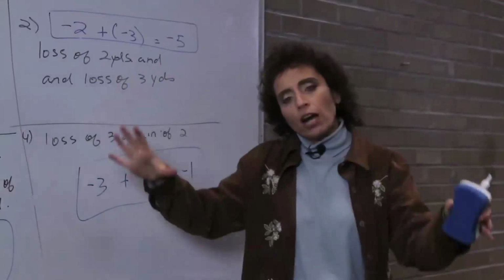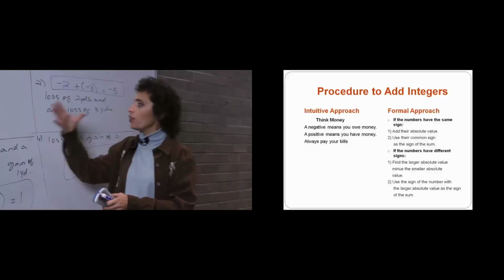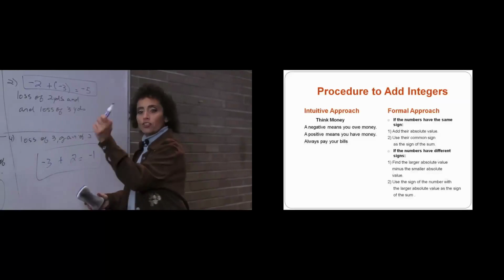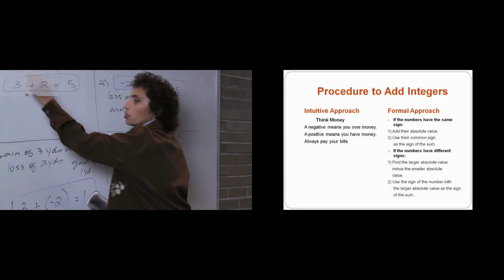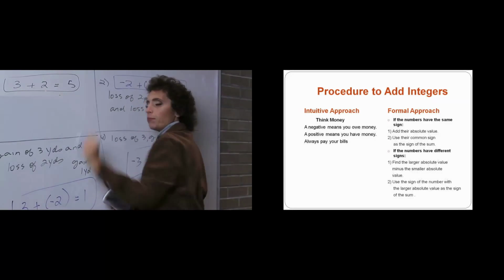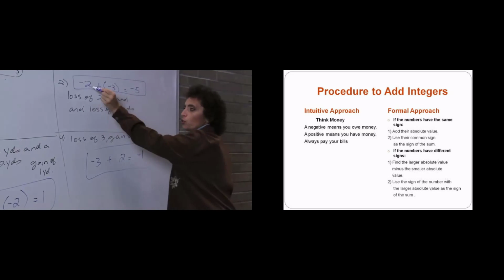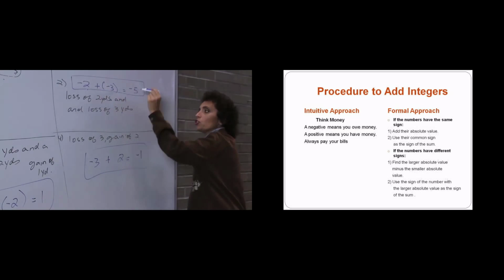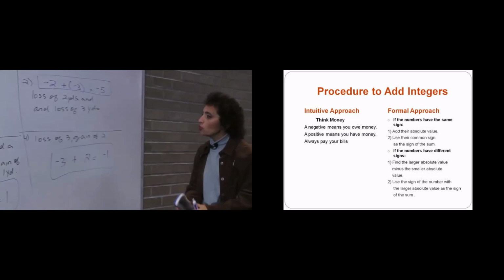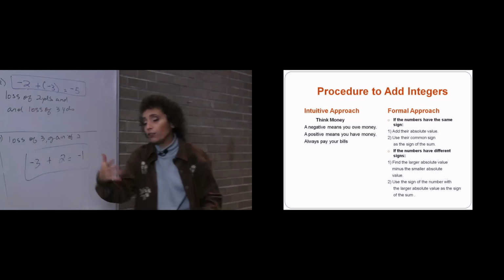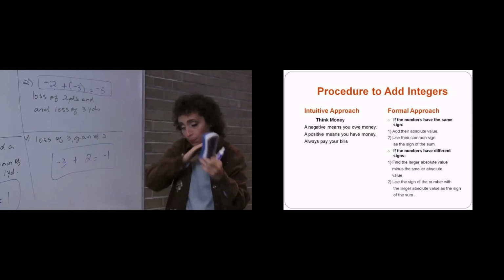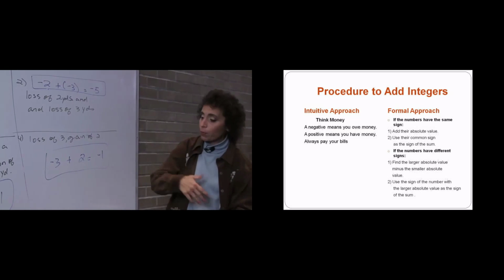We can give you a big time rule for this, or I can tell you to think either football or money. This says to me, I have $3, I have $2, I have $5. This says I owe you $2, I owe you $3, so I owe you $5. Just think money. Remember, if it's negative, you owe money, and you have to pay your bills. So if you owe somebody money, you have to pay them.